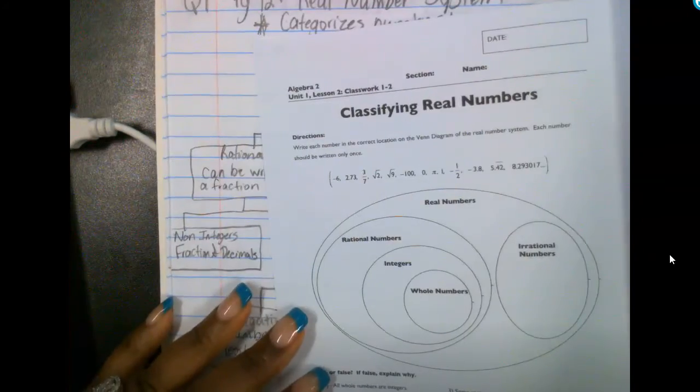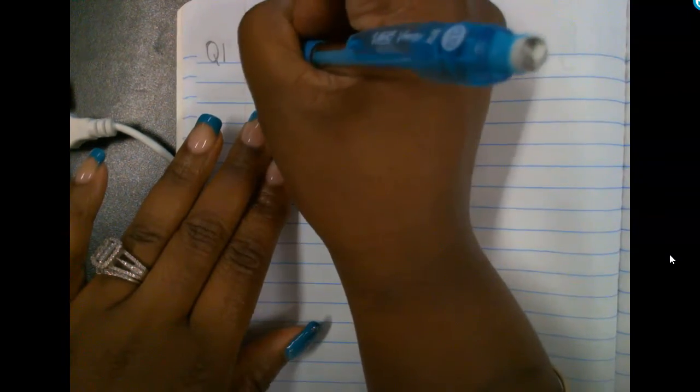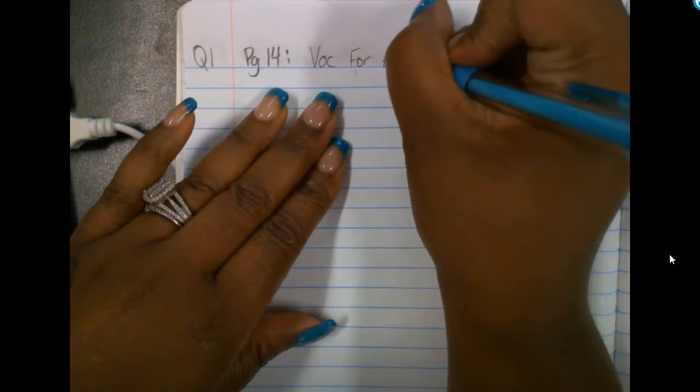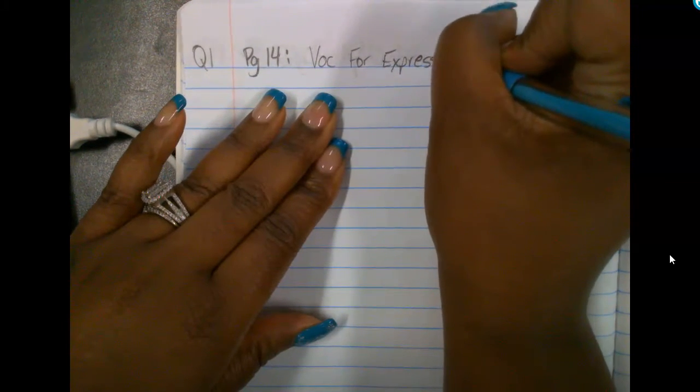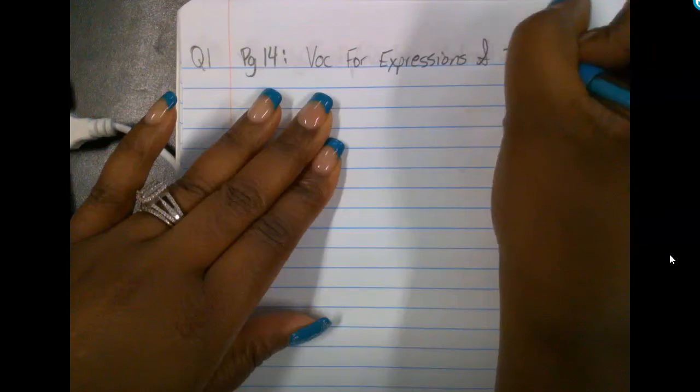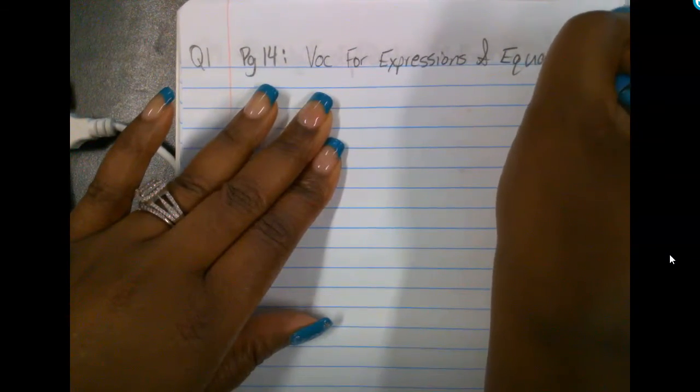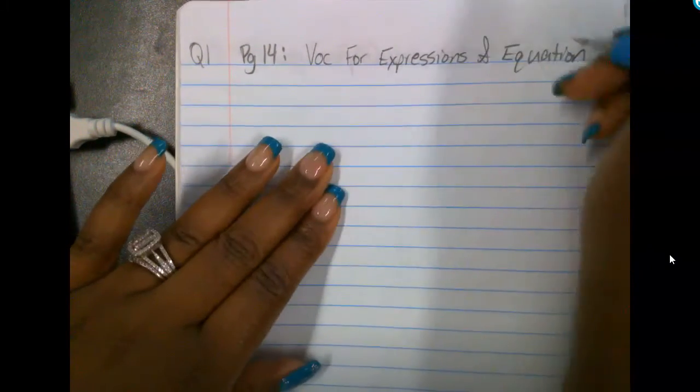All right, so the next page that we're doing is page 14. This is Q1 at the top, and we are doing page 14. Okay? The name of this page, we're going to do some vocabulary words for expressions and equations. So we got vocab for expressions and equations. These are just some words that you need to know as we're talking about expressions and equations, okay?